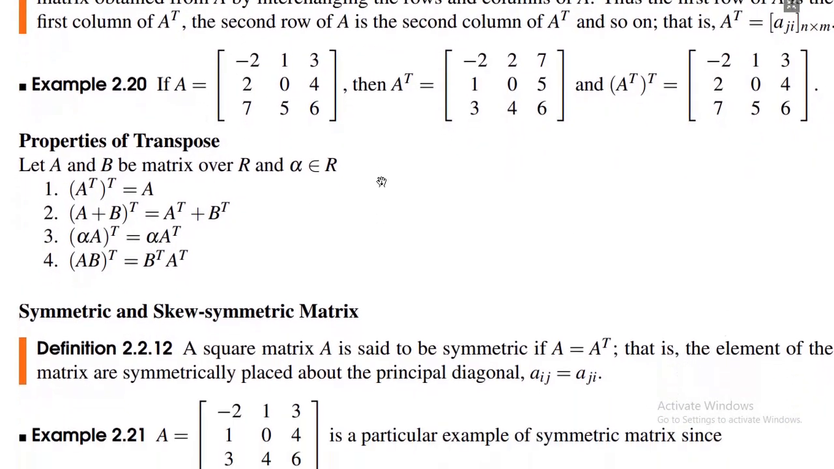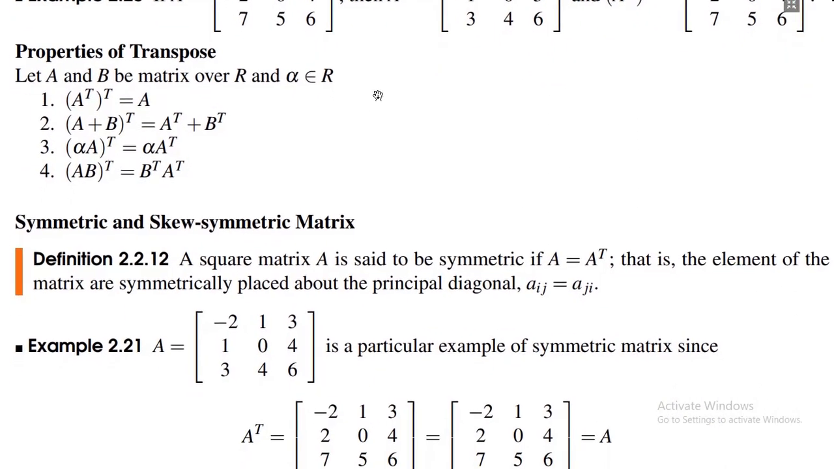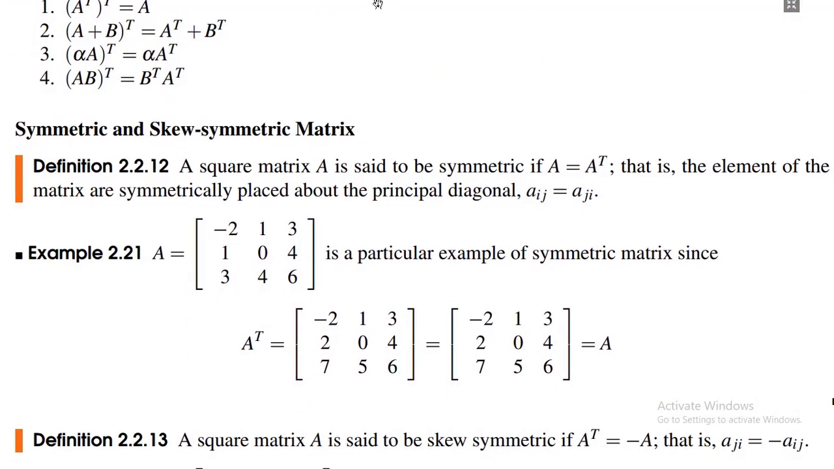What is a symmetric matrix and a skew-symmetric matrix, and how can we define them? Now, a square matrix A is said to be a symmetric matrix if A transpose is the same as A. Or in other words, if A transpose minus A is the zero matrix, then the matrix is symmetric. In other ways, this means the elements of matrix A are symmetrically placed about the principal diagonal. That means if Aij is equal to Aji.